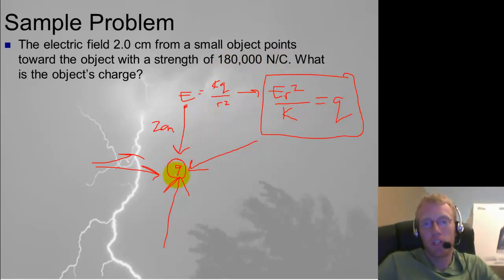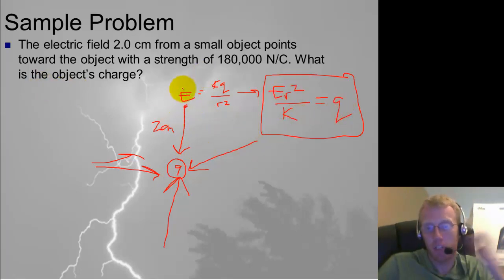And you should know that the charge is negative based on the directionality. This equation will not give you out a negative, but you have to know that because the electric field lines are pointing towards this object, this charge, that the electric field points towards a negative, therefore it's negative.